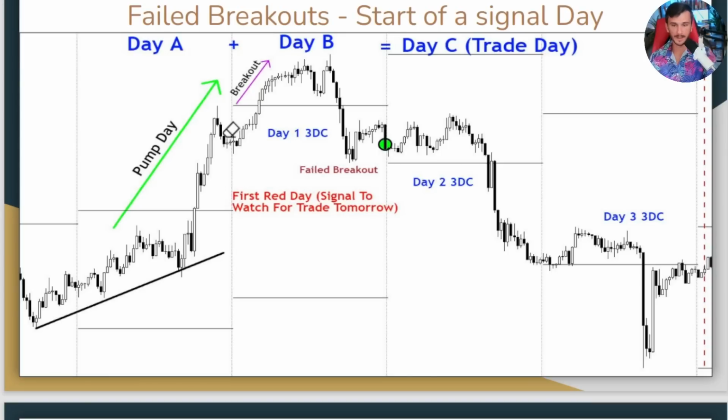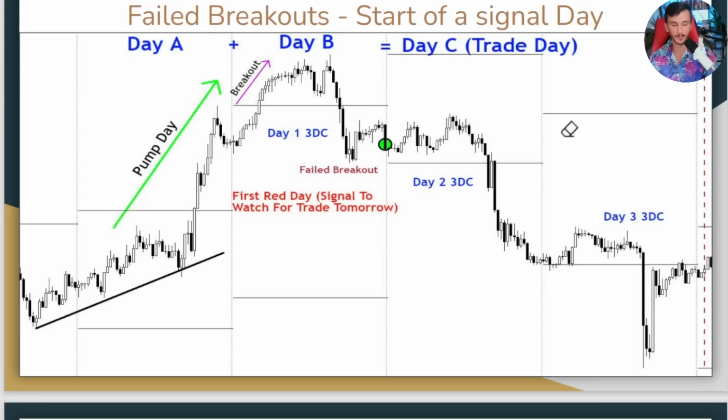A large pumping day, a day that has opened, made its highs in the morning, and made its lows in the afternoon. Traded through previous day's high. They attempted to force that level. They broke out, and that breakout failed and made a low in the afternoon. That is a weak close. This is a first red day signal to be watching the market on the following day.